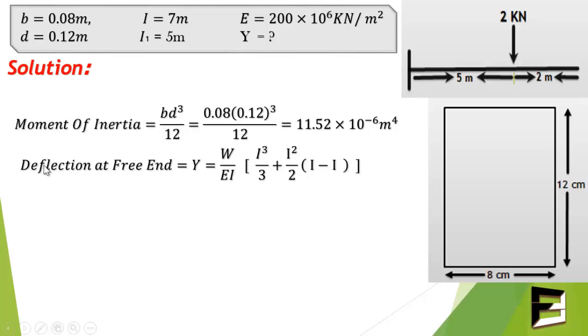This is the formula for the determination of deflection of the beam. This is the most powerful formula used to determine the value of y. So now we are ready to put the values in this formula to calculate the value of y. Formula is W divided by E I, multiplied by L1 cube divided by 3 plus L1 square divided by 2 multiplied by l minus L1.